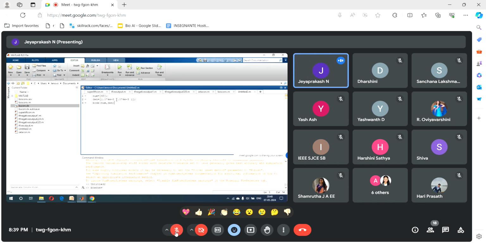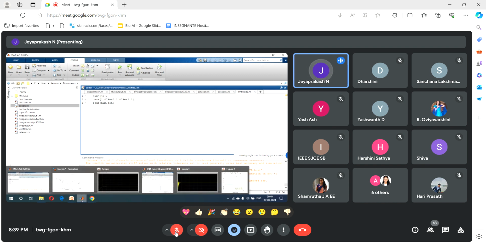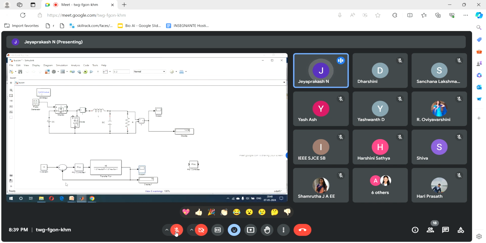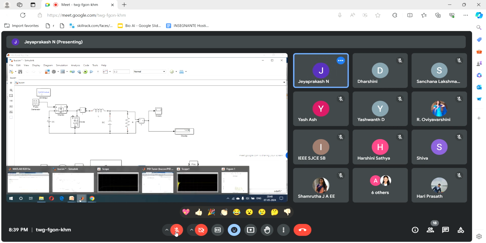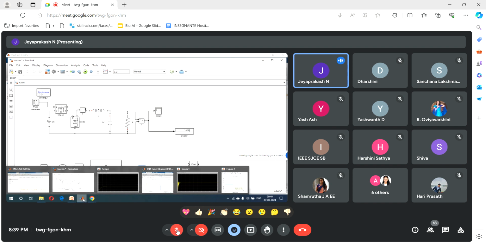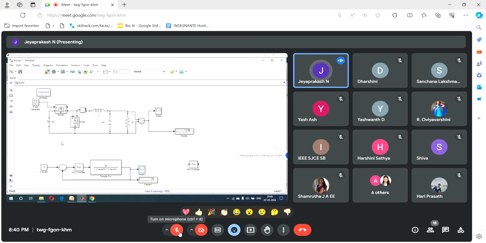So here we derived the buck converter transfer function. In the transfer function itself, the denominator terms are all positive. So automatically the system will be a stable system. Okay. Thank you. If you have any doubt, please ask.